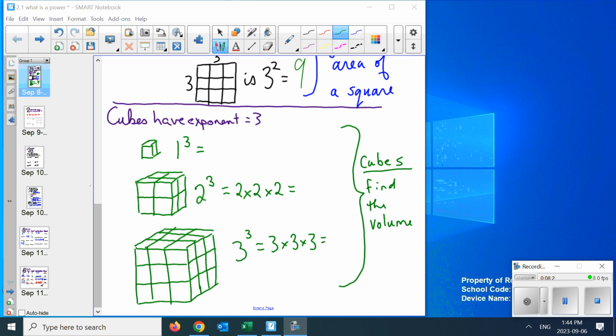Let's think about it. I say 1 cube, that means 1 times 1 times 1. Each side is 1. How many actual cubes do I use to make this? 1, right? That's why 1 times 1 times 1 describes it. That's the volume. If this was a centimeter on each side, what I'm holding would be 1 centimeter cubed.